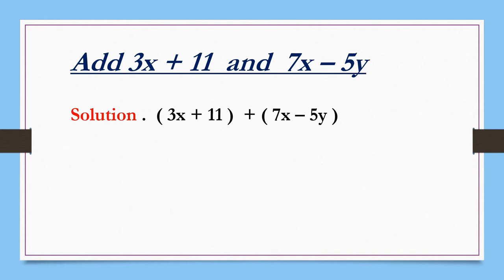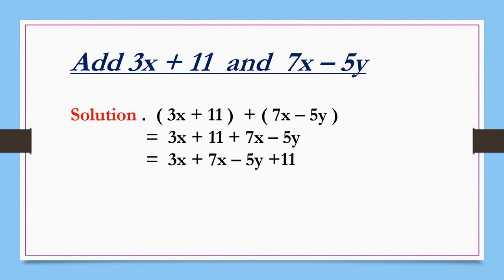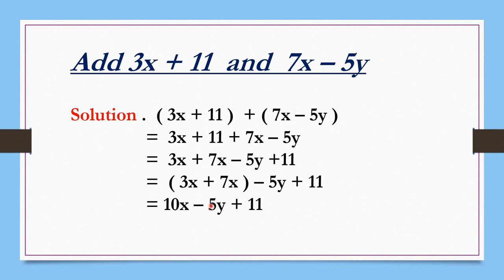You can see I have kept them inside brackets with a plus sign between them. In the next step, I've removed the brackets. In the third step, I have rearranged this algebraic expression, and we already discussed that like terms can be added, while unlike terms cannot be added. So there are two like terms, that is 3x and 7x. I have kept them together and rearranged, inside a bracket because it can be solved. So let us solve and see, this is your final answer. Now it cannot be further added.